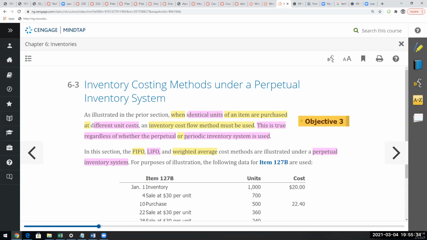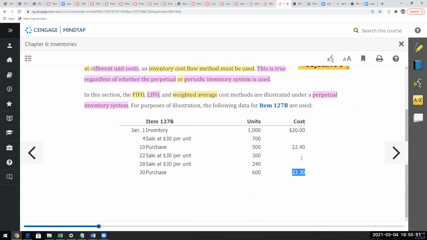So this is true with a periodic or a perpetual. In this section, FIFO, LIFO, and average cost are going to be under perpetual. Next time we do the same thing, but we're going to use periodic. Periodic and perpetual produce different amounts, except for the FIFO one. So I need you to pay attention because we're going to see this a lot.